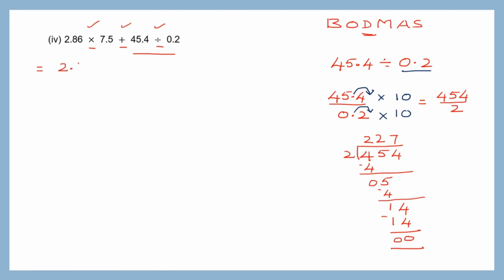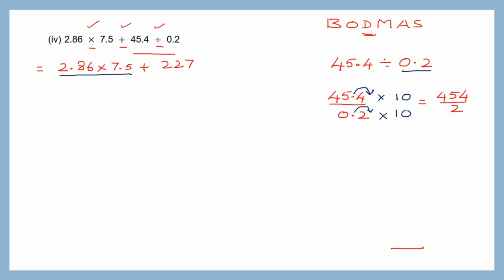So the first part remains the same, into 7.5 remains the same, plus now I write this answer which I got on dividing, 227. Now I have two operations, multiplication and addition, and I need to do multiplication first. So let's do multiplication of 2.86 and 7.5.